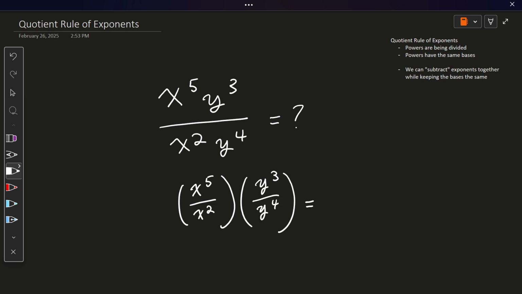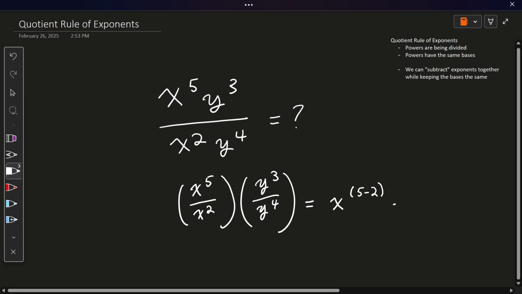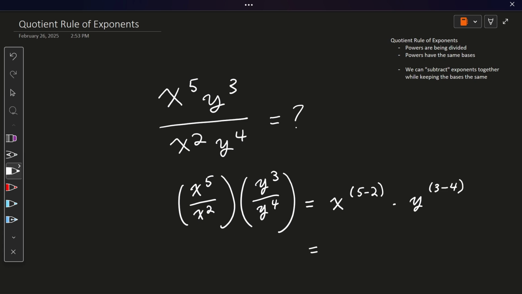We can apply our quotient rule twice, once for each variable, which would give us x to the power of 5 minus 2 multiplied by y to the power of 3 minus 4. So after applying our quotient rule to x and y and multiplying x and y together, we have x to the power of 3, y to the negative 1.